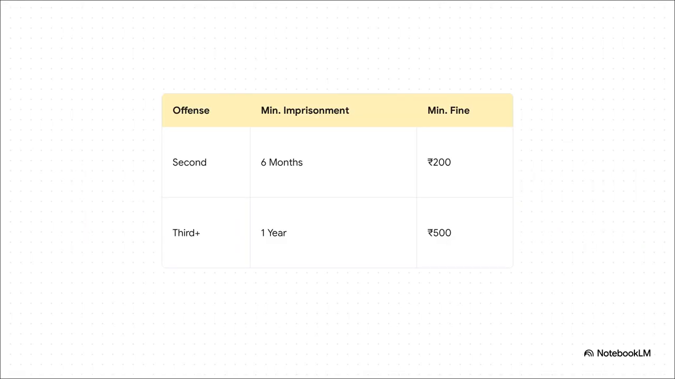And you can see here, the law gets way tougher if someone doesn't learn their lesson. If you're convicted a second time, the minimum jail time jumps to 6 months. A third time, it's a minimum of 1 full year. The message is clear. The law does not tolerate repeat offenders.